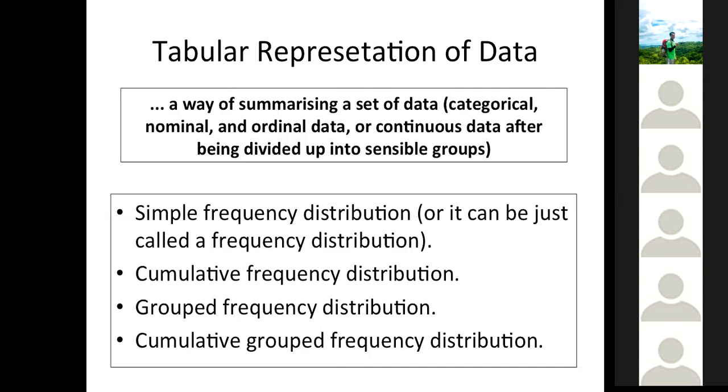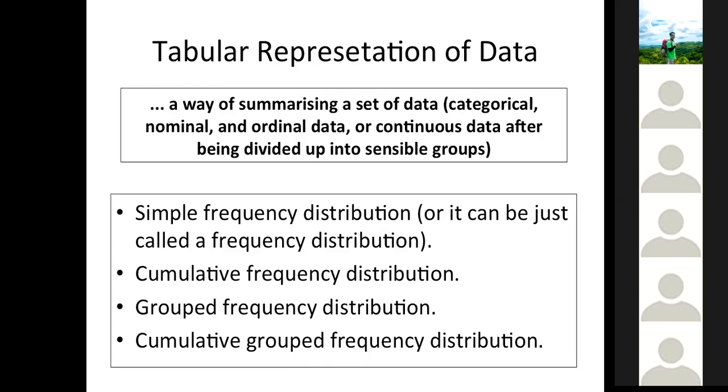In tabular representation, we have what we call the simple frequency distribution, cumulative frequency distribution, group frequency distribution, and cumulative group frequency distribution. So we have simple and cumulative, either in frequency or in percentage. It's quite the same, frequency and percentage. The appearance will be the same, only the numbers are different because the frequency has been converted into percentage.